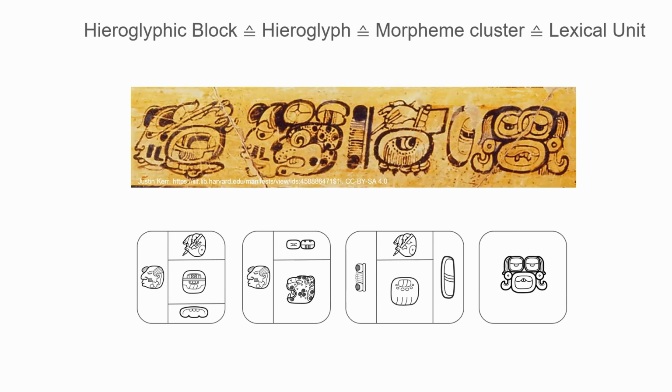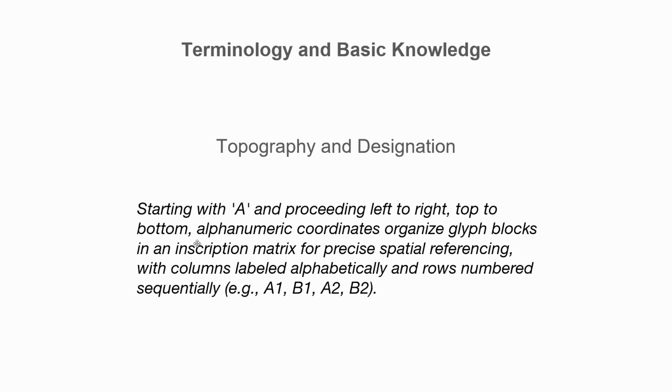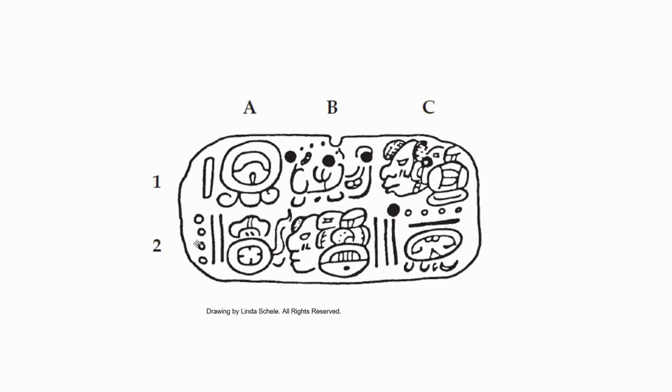And when we're talking about a glyph block, in most cases it's a meaningful unit, either a lexical unit or a semantic unit. Now, in order to speak about a specific glyph block in the inscription, researchers invented this system, giving each column a letter, and each row a numeral. So the block A1 contains 5 Hip.